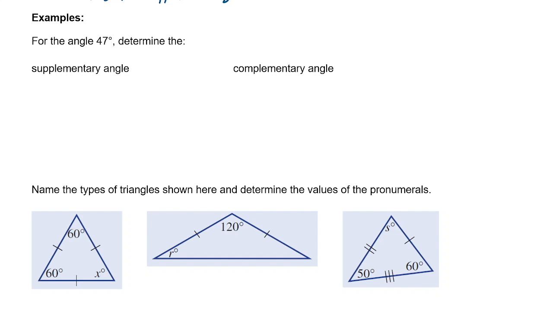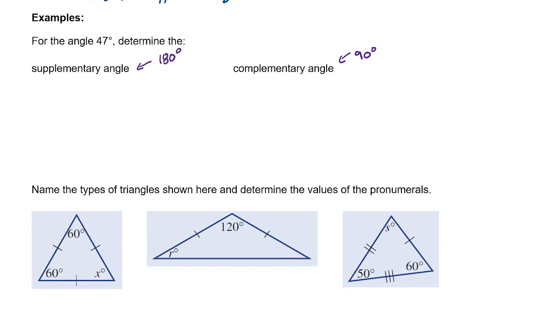Let's jump right in. Our first question is, for the angle of 47 degrees, determine the supplementary angle and the complementary angle. If you remember from the previous video, supplementary angles add to 180 degrees, and complementary angles add to 90 degrees. This is very important for this problem.